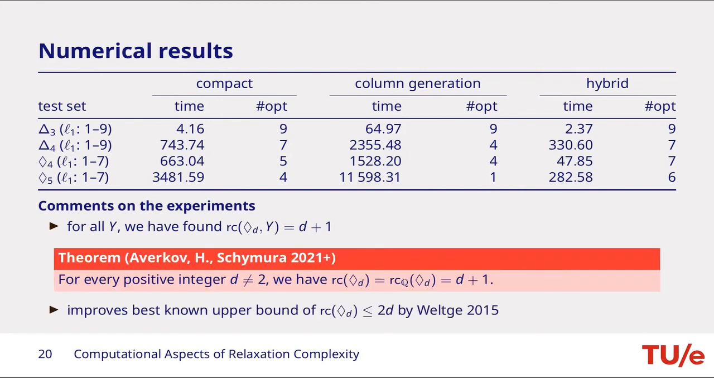And it turns out, yes, this is the case, except for dimension 2, the relaxation complexity and the rational relaxation complexity of a cross polytope is exactly d+1. So we can reduce the upper bound by roughly a factor of 1/2.